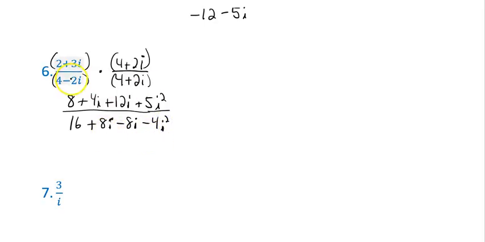And the reason that we did the whole conjugate of the bottom was because now these are going to cancel, and when I simplify, I'm not going to have i's on the bottom anymore. The top, I have 8, 4i, and 12i would be 16i. And then 6i squared is like saying 6 times negative 1. So that would be a negative 6. On the bottom, I have the 16. And then I have negative 4 times i squared. i squared is negative 1. So negative 4 times negative 1 is positive 4.